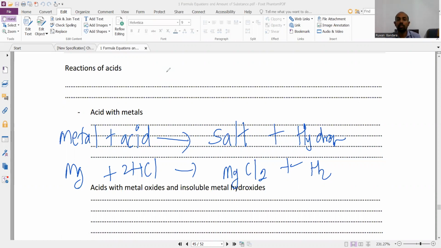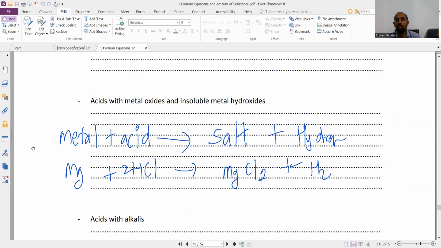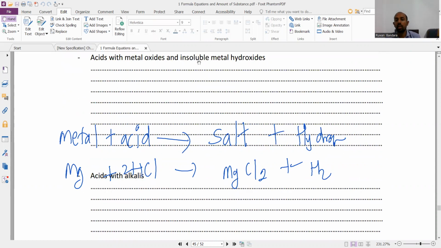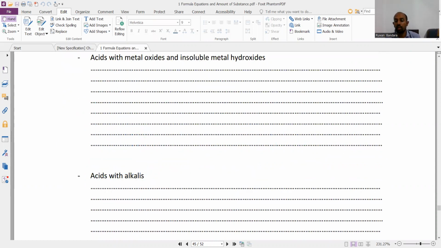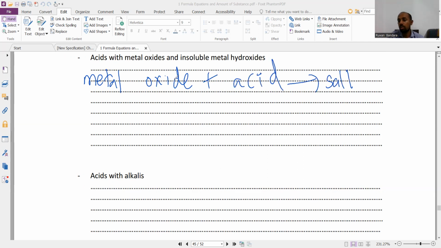Okay, next one. Reactions of metal oxides and insoluble metal hydroxide. So the same reaction again, but the only difference is that instead of hydrogen, water is formed. Metal oxide plus acid gives you salt plus water.